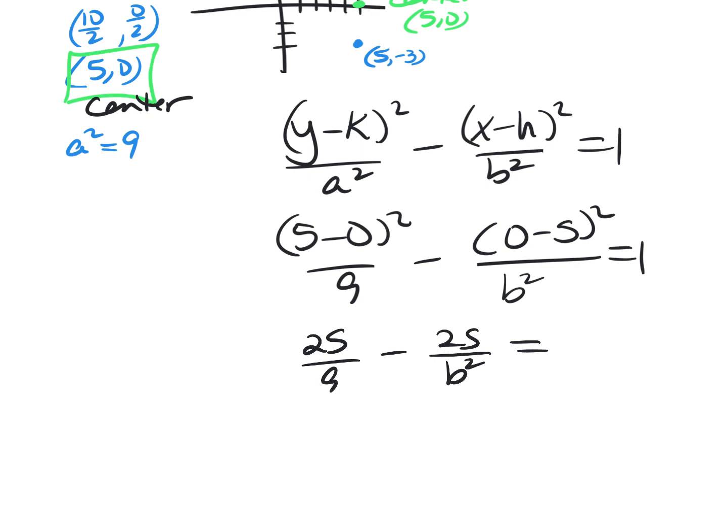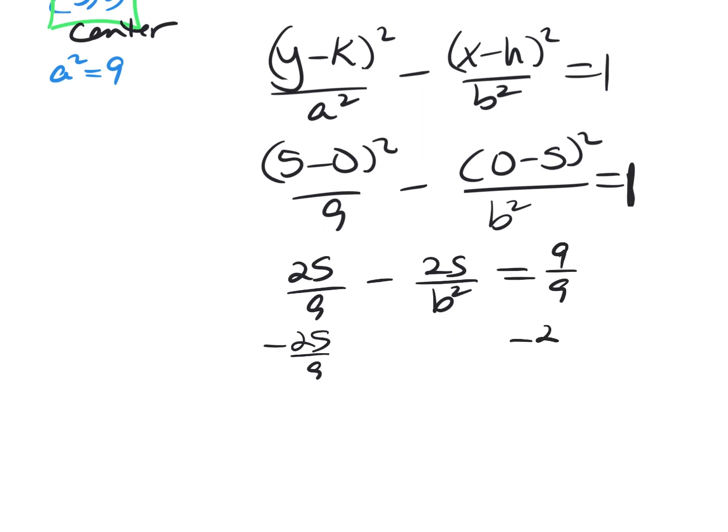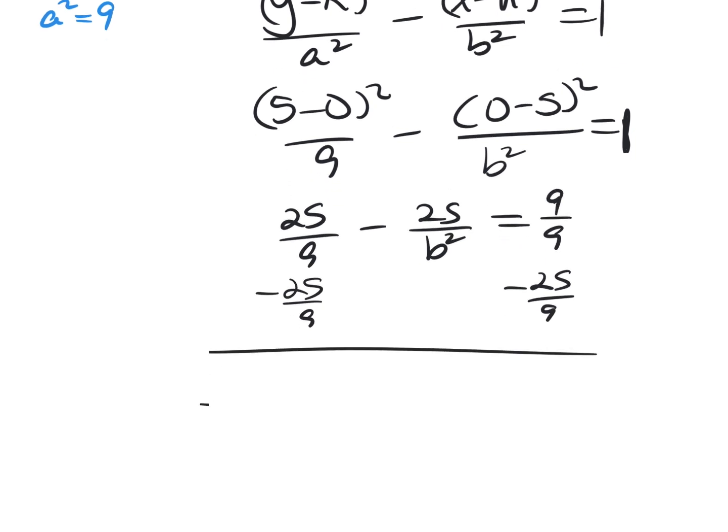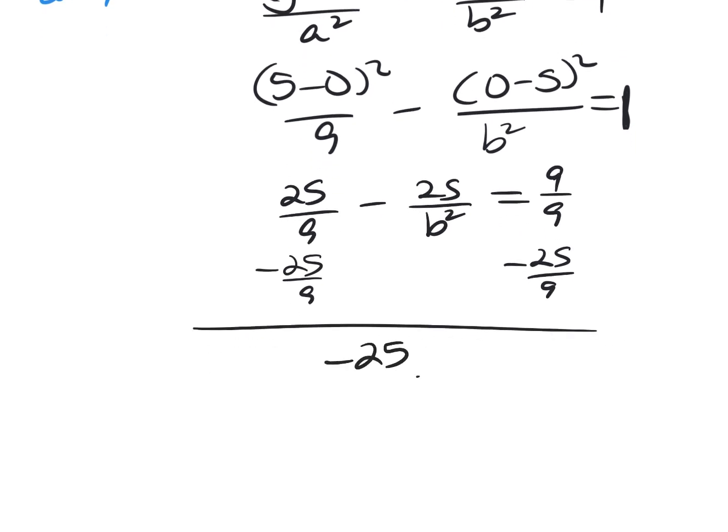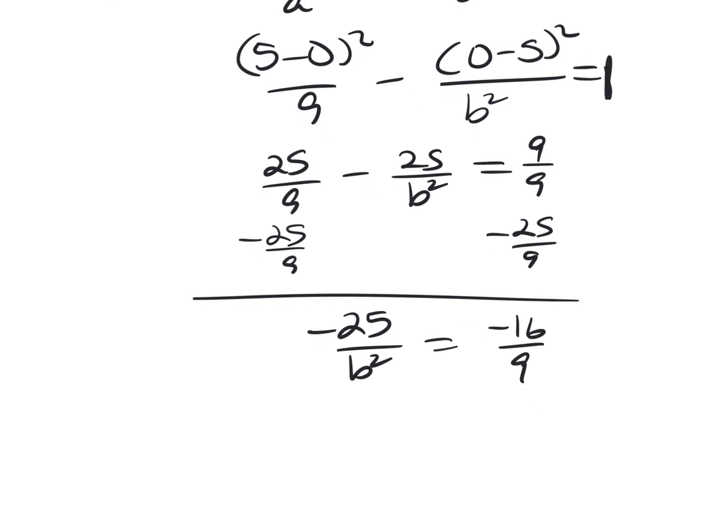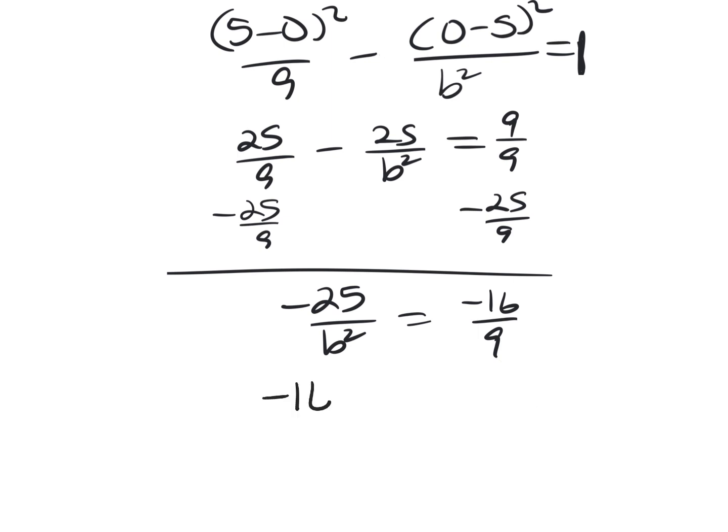And again, I need to move 25 over 9 to the other side. So I'm going to change this whole number 1 into 9 over 9. So I have a common denominator. So it's now negative 25 over b squared is equal to negative 16 over 9. I'm going to solve this as a proportion. Negative 16 b squared is equal to negative 25 times 9.